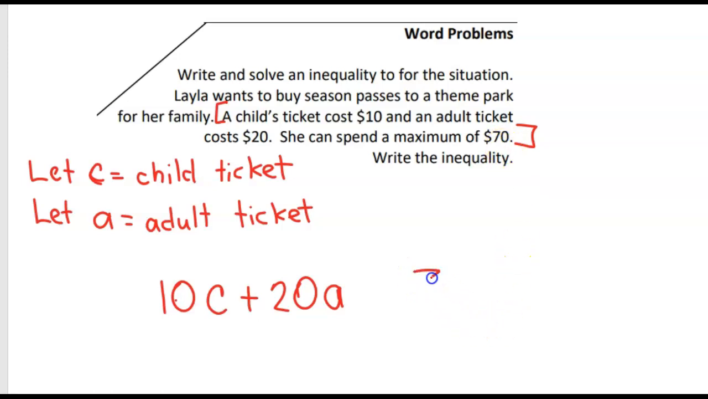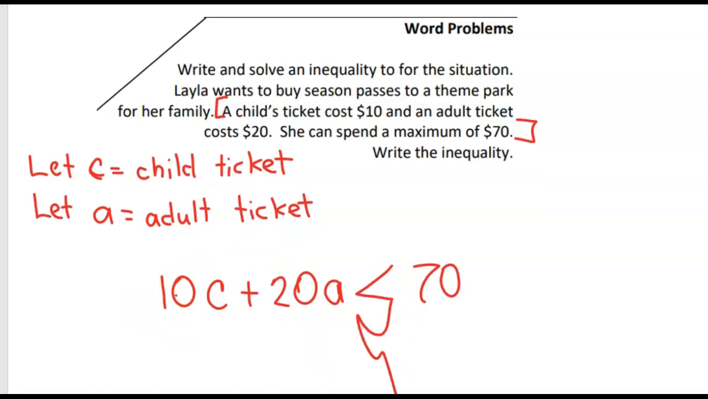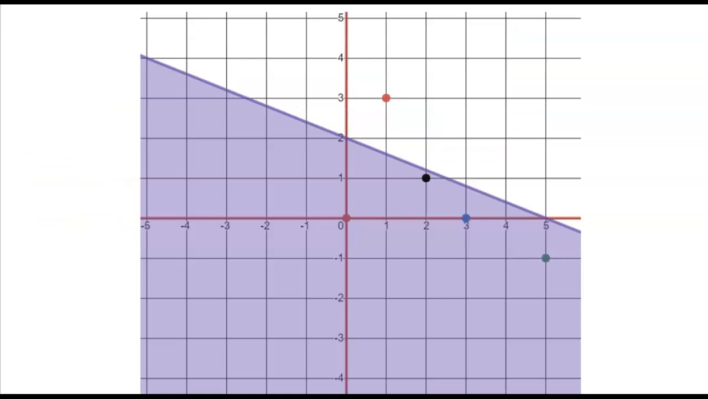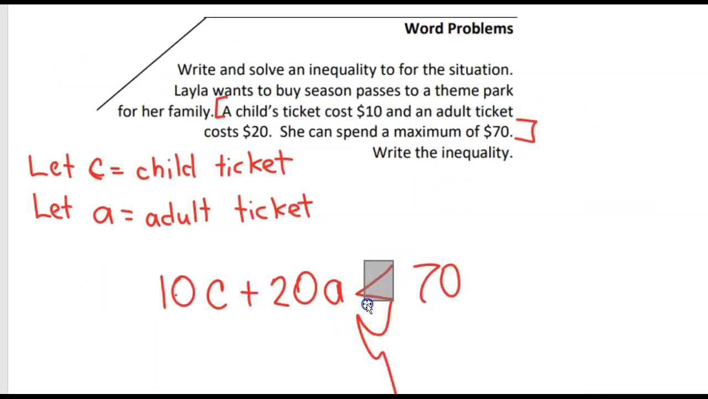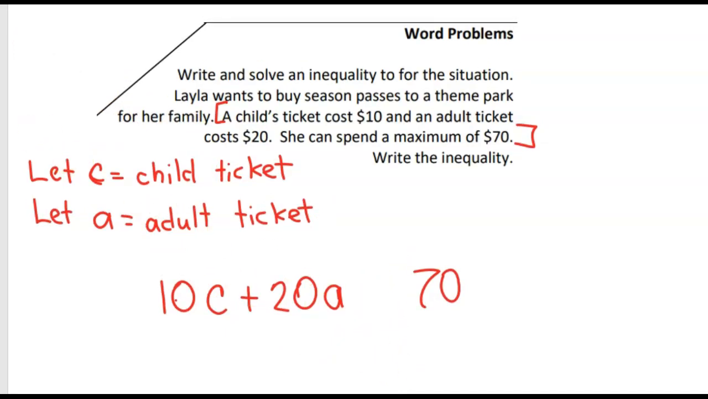So these represent the money tickets, and that has to be less than or equal to, where'd it go? That has to be less than or equal to the 70, because that's all the money she's got. So look at the word problem, at the inequality.